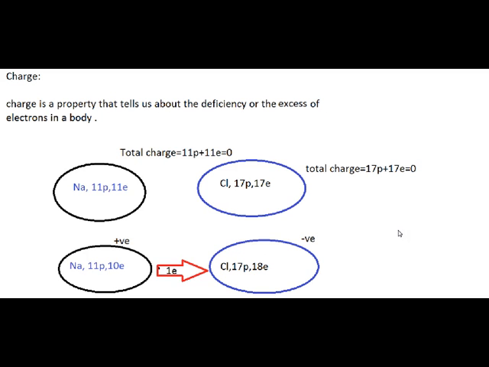This is not a natural property. We can create this property, we can give this property to anybody, if we increase or decrease the number of electrons.